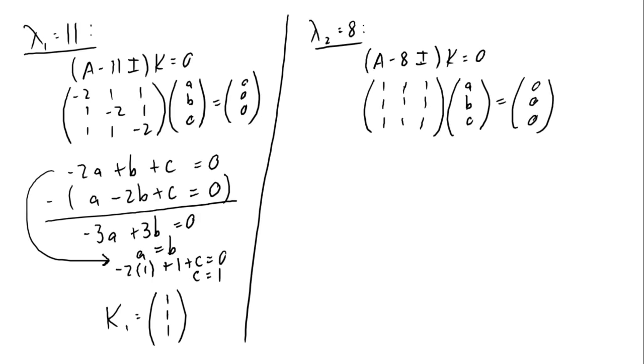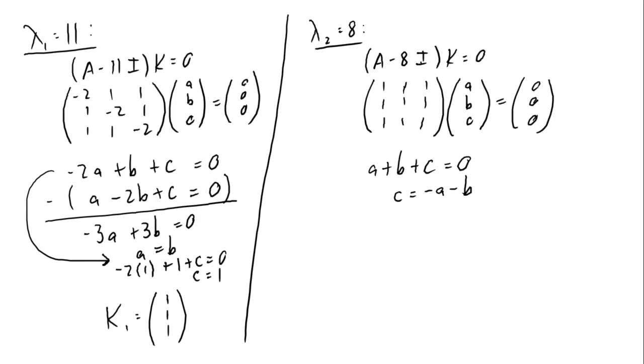Okay, we need to make an observation here. And the observation here is that all 3 rows are the same thing. Or even if they weren't all the same thing, if they were all multiples of each other, that would be just as bad. All 3 rows tell me the same thing, which means I only need one of them. So that would be a plus b plus c is equal to 0.